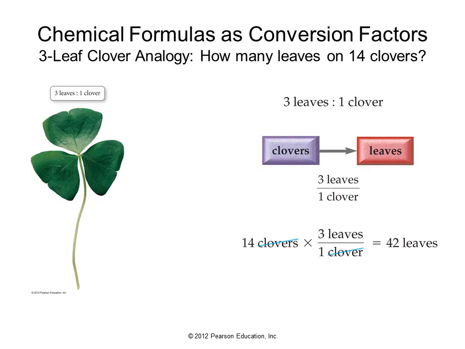Chemical formulas themselves form conversion factors. Here's the analogy. 3 leaves equal 1 clover. That's the relationship. So if you want to go from the number of clovers you have to the number of leaves, you're going to have to use 3 to 1. 14 clovers is going to have 42 leaves.